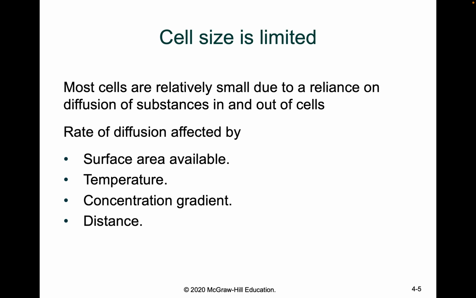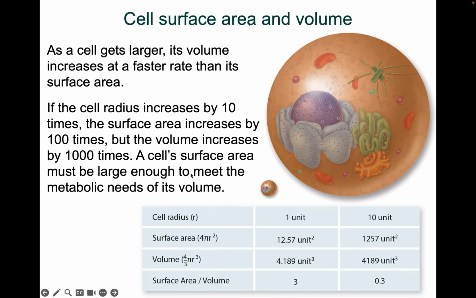Distance. This is the distance from a compartment inside the cell to the outside. So this could be the center of the cell, like the nucleus, to the outside. Of course, the bigger the distance, the more it affects diffusion. And one concept that I want to go into more depth on is surface area availability.